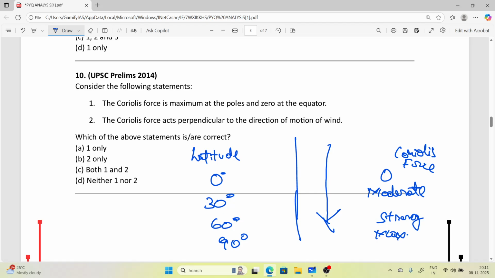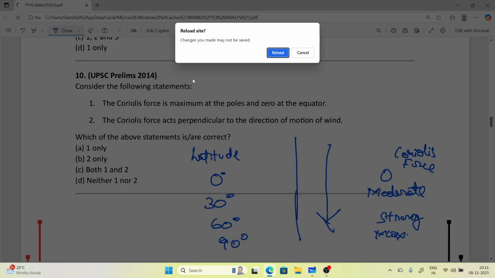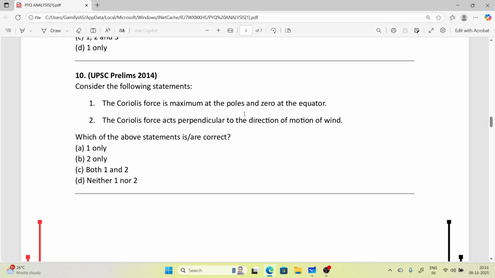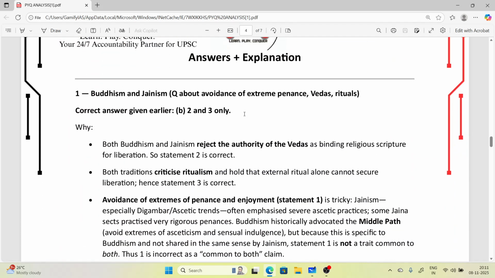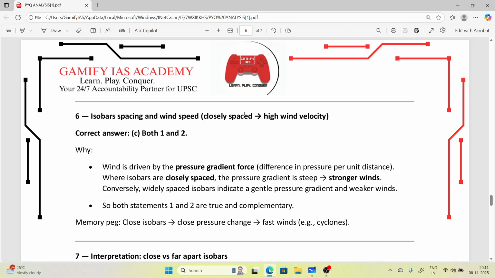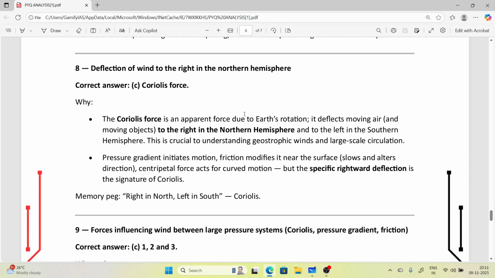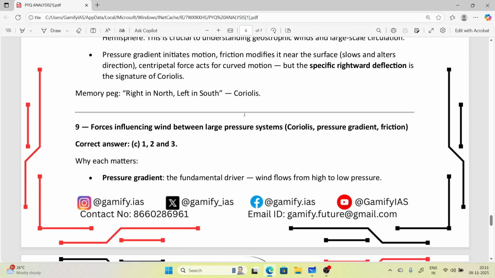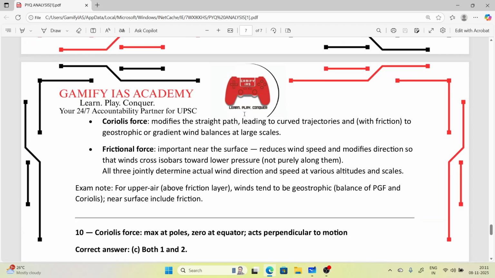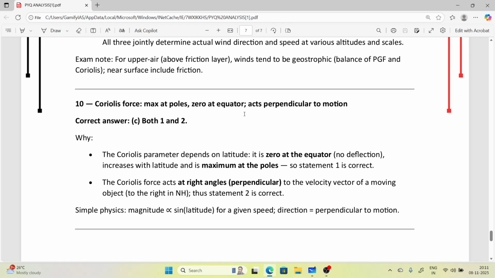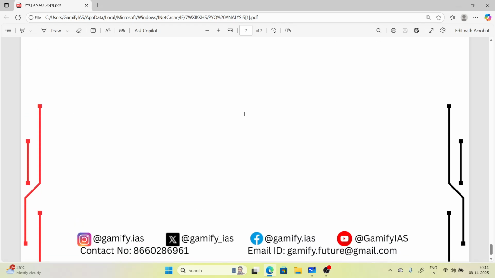Okay, so I think these were the questions and we have the solutions as well. Kindly go through them. We have given the solutions to all these questions in great detail. Go through this document well.